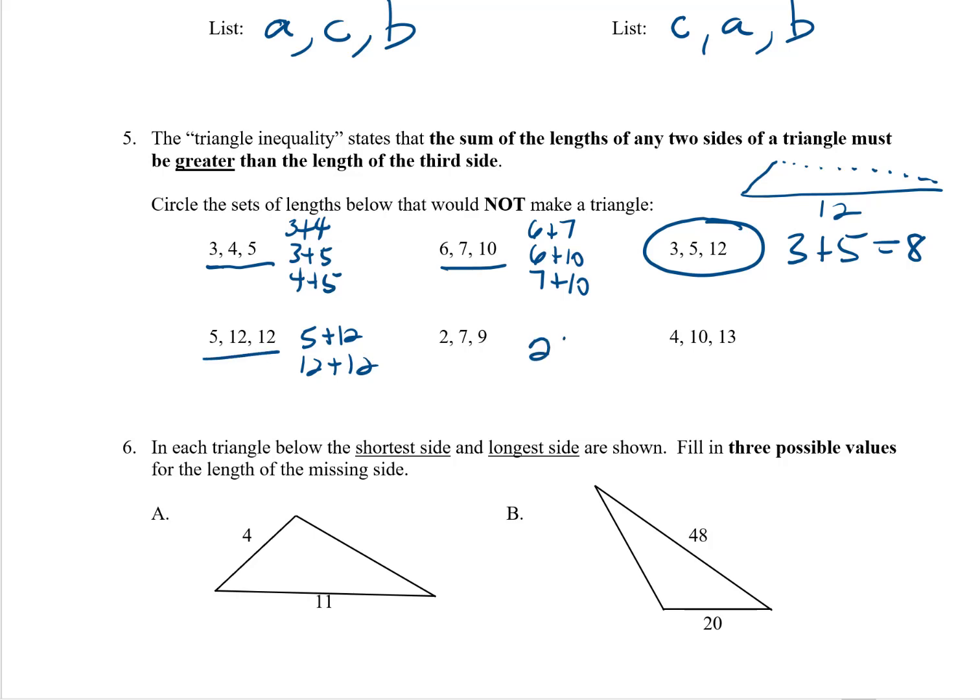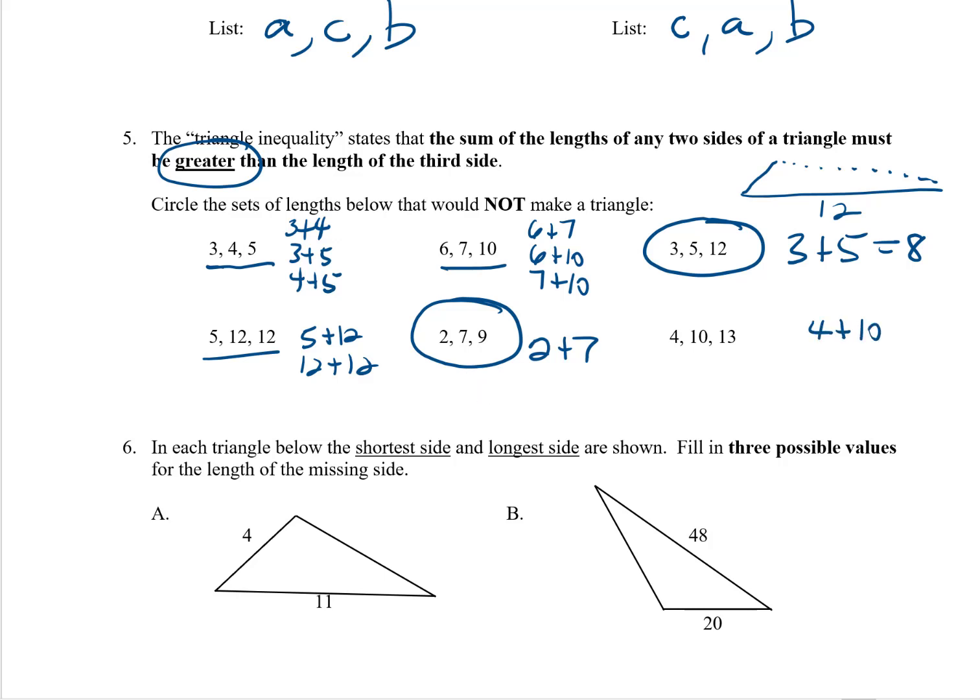Here's one that is bad again. 2 plus 7 is equal to 9. That's not enough. It has to be greater than that third side. So 2 plus 7 is equal to 9. This cannot be a triangle. I always think of this as simply the shortest distance between 2 points is a straight line. I mean, if this total distance is 9, from here to here would be 2, and from here to here maybe would be 7. Well, you couldn't make a triangle out of those pieces because you'd automatically be traveling a greater distance than 9. How about 4, 10, and 13?